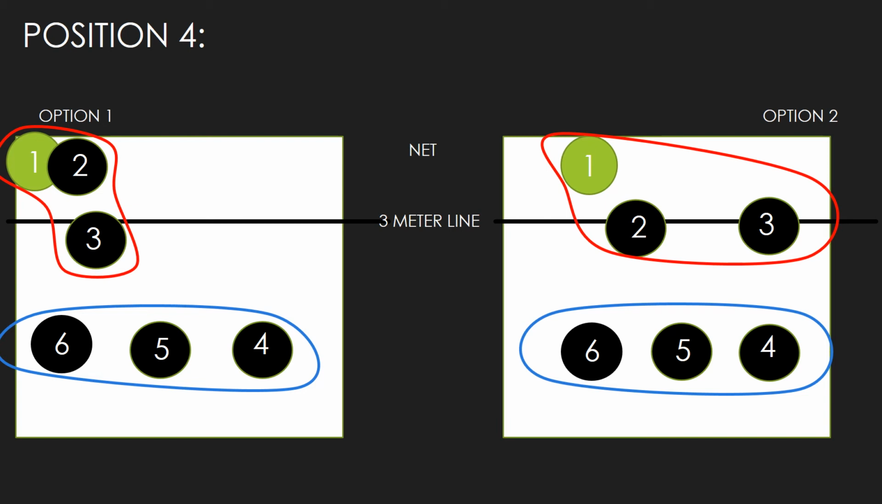Since our setter is in the front row, they don't need an extra player to be put towards the net in order to be allowed in the front, like they were in positions 1, 2, and 3. In these positions, the only thing that a setter needs to be aware of is not crossing vertically positions 2 and 3. What that means is that our setter, player 1, cannot be on the right side of players 2 and 3. They must be on the left when we're starting.